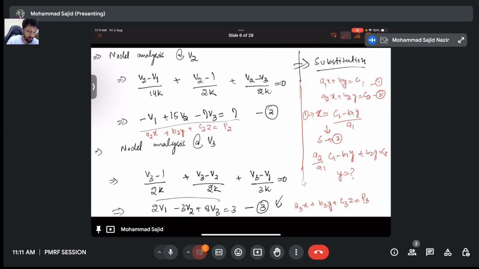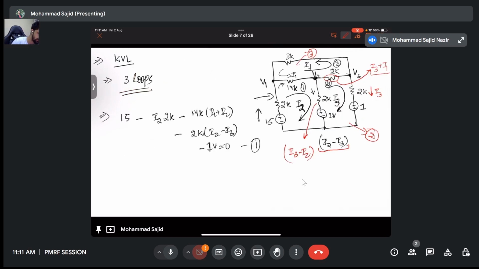Okay, so we will discuss after we write the KVL. Okay, so now if we want to solve this question through KVL, we can do that, right? So we need three loops. So I have drawn here loop 1, loop 2, and loop 3. And I'm assuming a current of I1 in the upper loop, I2 in the first loop, and I3 in the second loop.